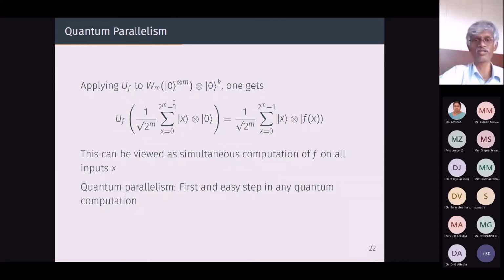So we'll come to that later. That will give you, in some sense, a linear combination of the argument times the value for all the possible inputs x. So 1 by square root of m, summation x equals 0 to 2 to the power m minus 1, ket of x tensor with ket of f of x. In some sense, you can think of this as a simultaneous computation of f of x on all the possible inputs.